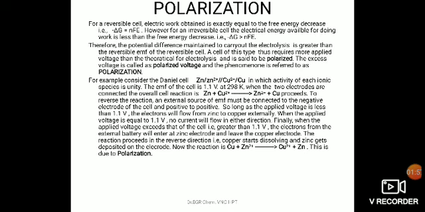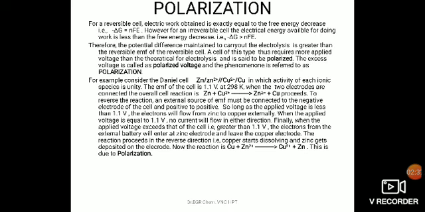When the two electrodes are connected, the overall cell reaction is Zn plus Cu2+ (aq) giving rise to Zn2+ (aq) plus Cu proceeds. To reverse this reaction, an external source of EMF must be connected, negative to the negative electrode of the cell and positive to positive. So long as the applied voltage is less than 1.1 volts, the electrons will flow from zinc to copper externally. When the applied voltage is equal to 1.1 volts, no current will flow in either direction.